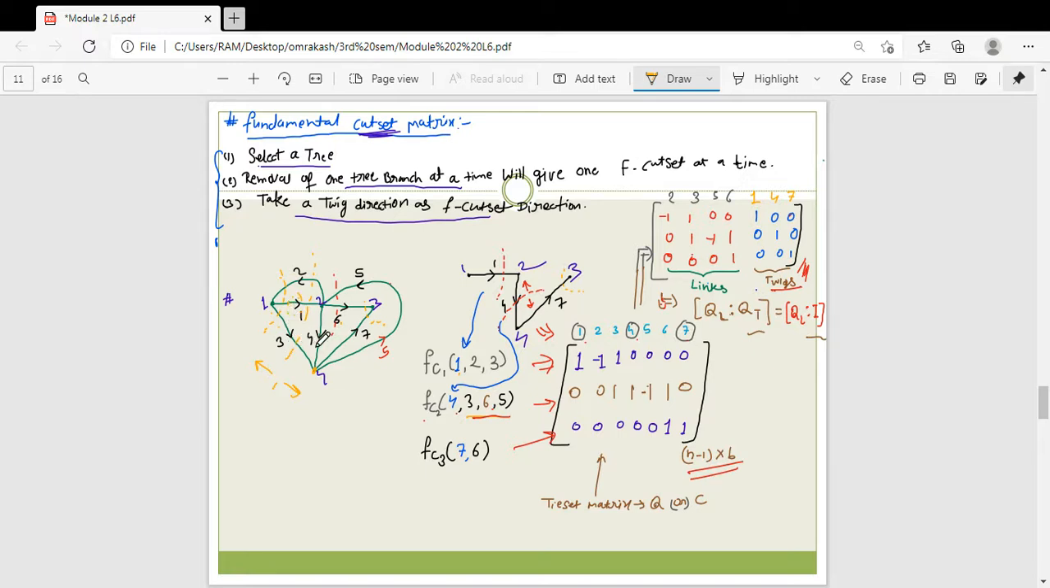So what are the other branches I have to remove? That is 2 and 3. So that's why this 2 and 3 branch I have to remove. So that's why the f cut set is nothing but 1, 2, 3.